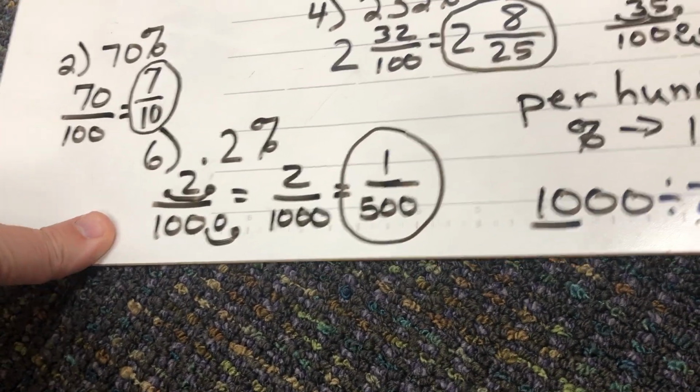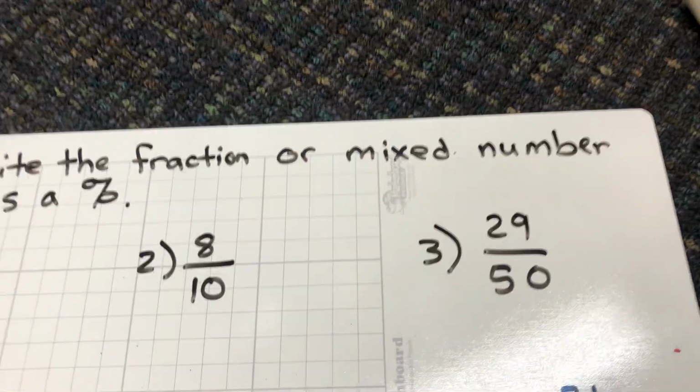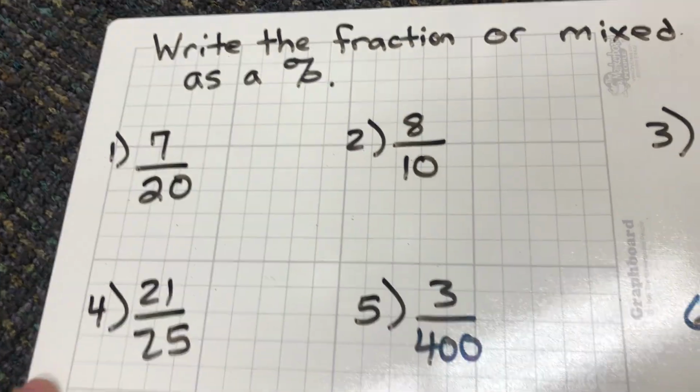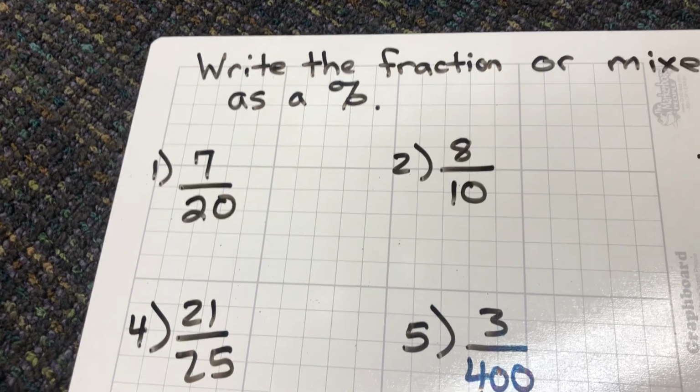All right, let's move right along. Now we're going to do just the opposite. We're going to write the fraction or a mixed number as a percent. So they already give us fractions and mixed numbers. We're going to turn them into percents.